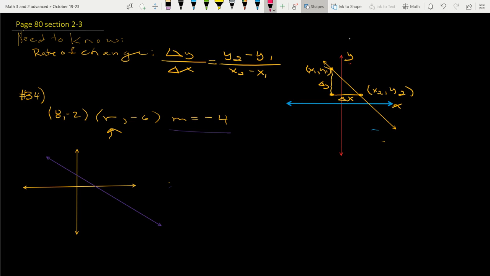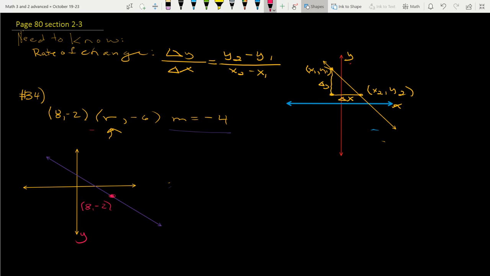I'm going to label that, let's say, right here. We're going to go over here, and we're going to say that point right there is our first one, which is 8 and -2. And we know that if I go down the y-axis farther, I'm going to be lower here. So it's going to go -2, -3, -4, -5, -6.